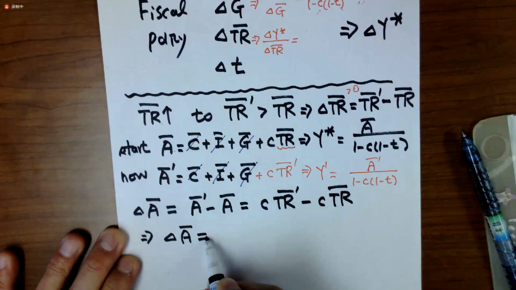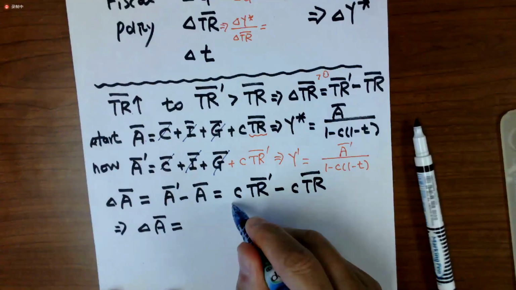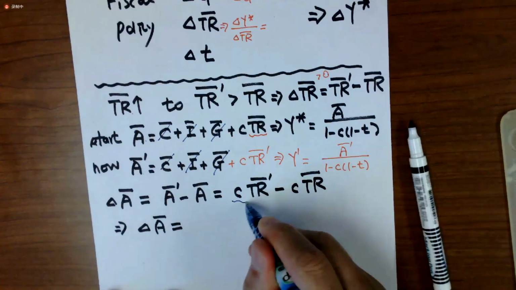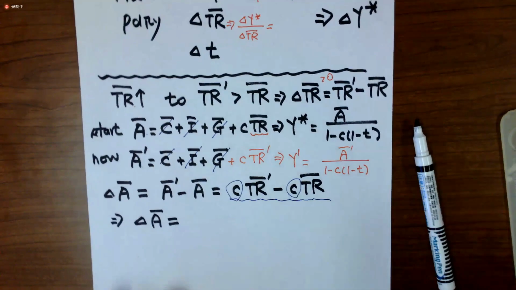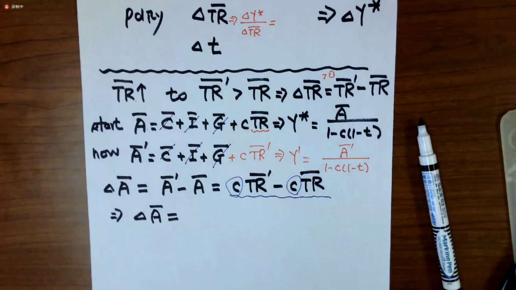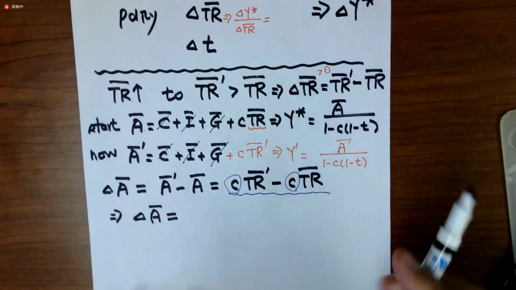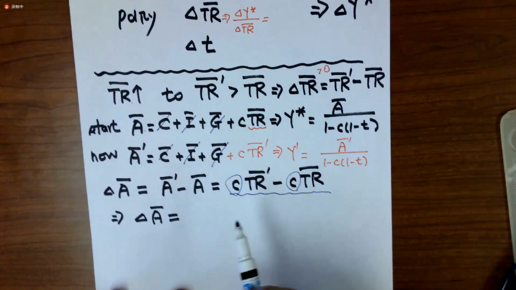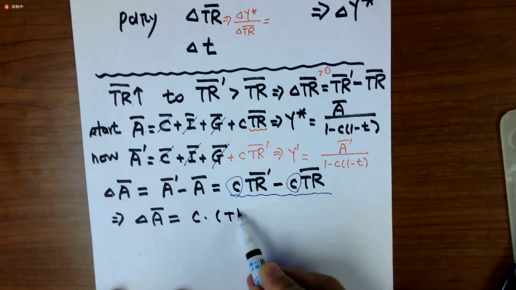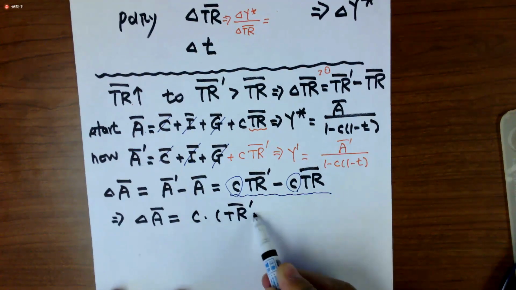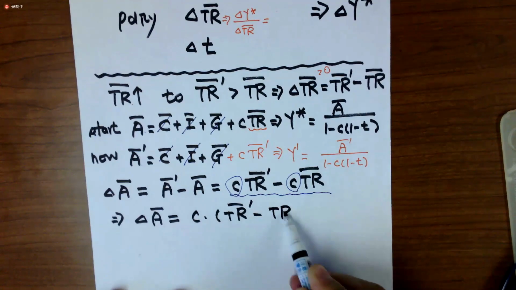change in TR, but then you have the little c in front of it, right? That's the difference. In government spending changes, you have 1-to-1. In transfer payment, you only have c times TR bar prime minus TR bar. Agree?